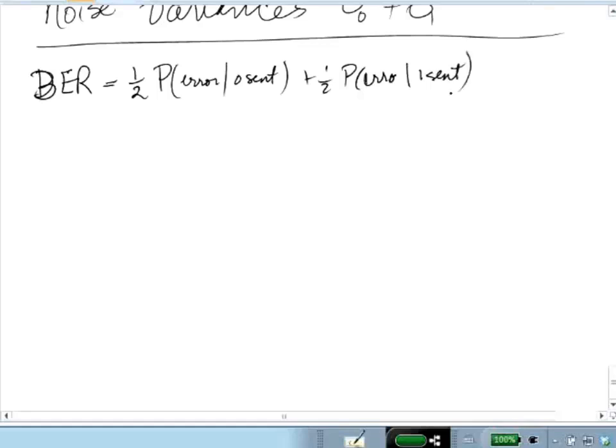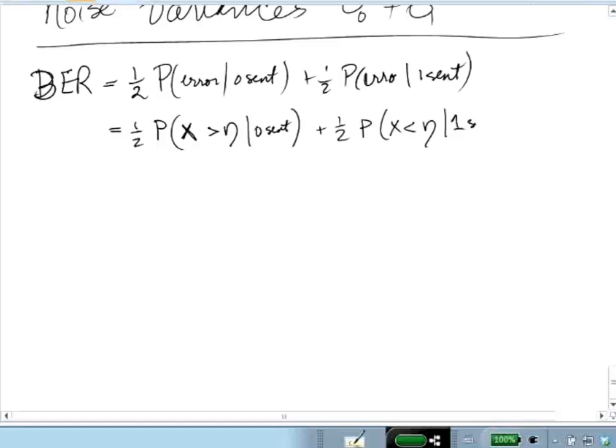And when do we make an error? Well, I already said I'm going to be using some threshold. So I make an error when a 0 is sent. I make an error when the sampled signal, I'll use x for the sampled signal, is greater than the threshold, but a 0 was sent. So I made a mistake. A 0 was sent, but somehow the noise was so large that it pushed up the signal plus noise sample x, the decision statistic, above the threshold, and I made an error. And that's the same as 1/2 the probability that x is less than the threshold when a 1 was sent.